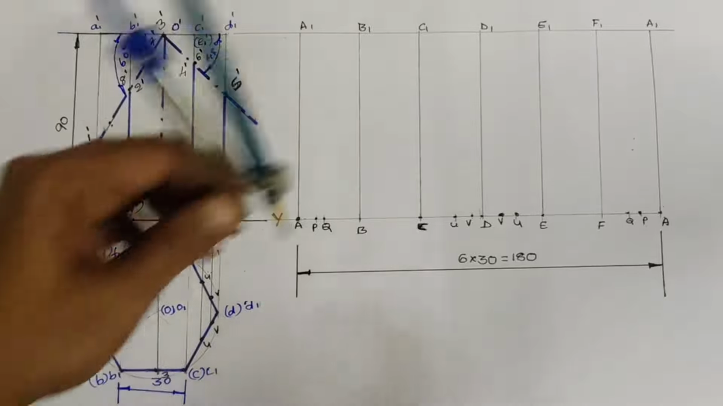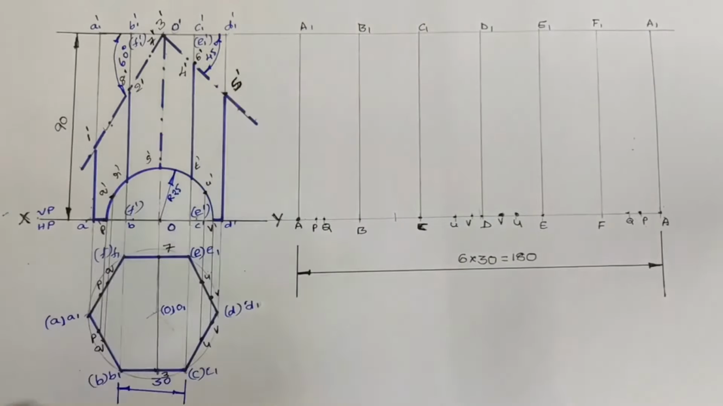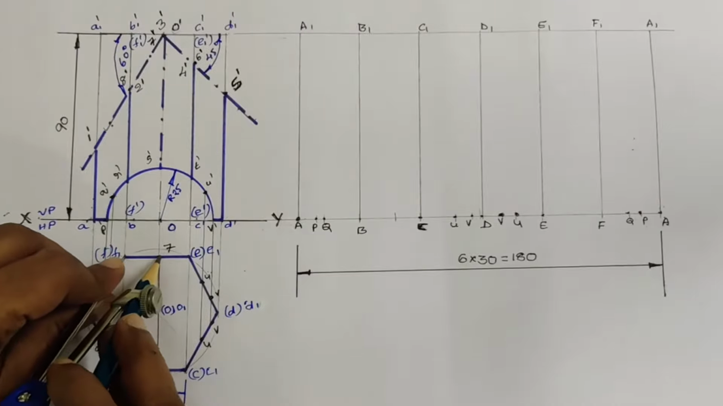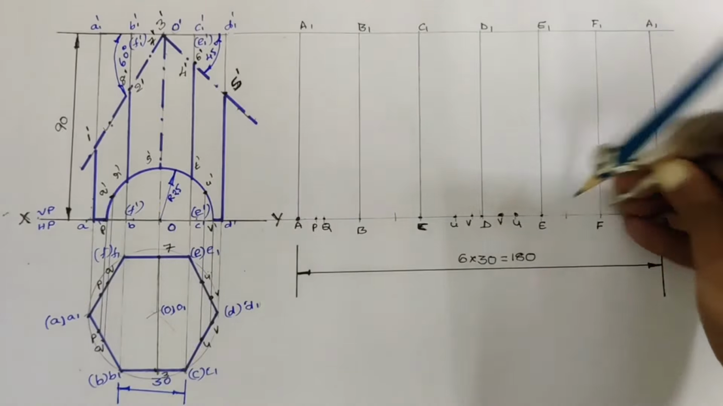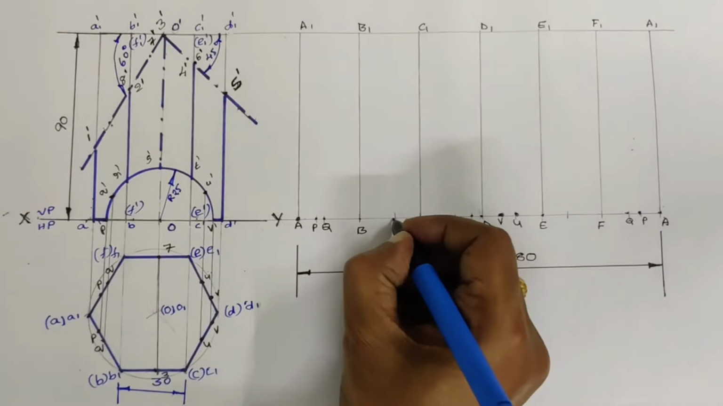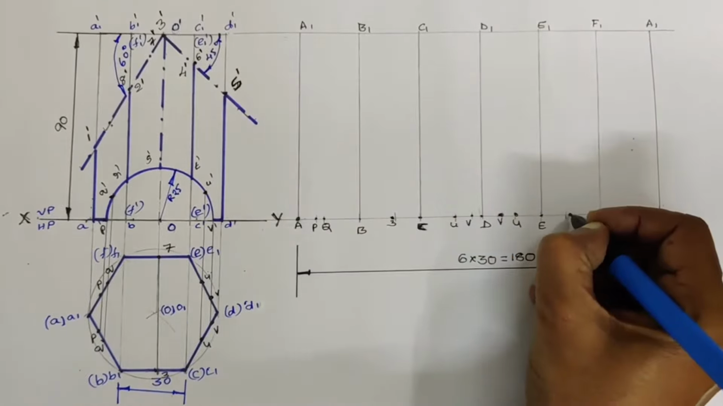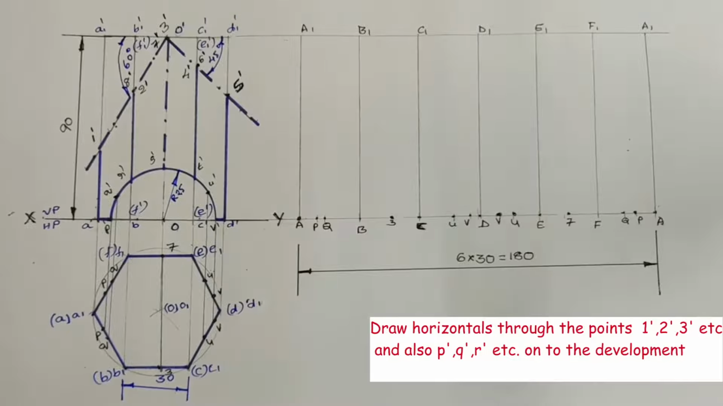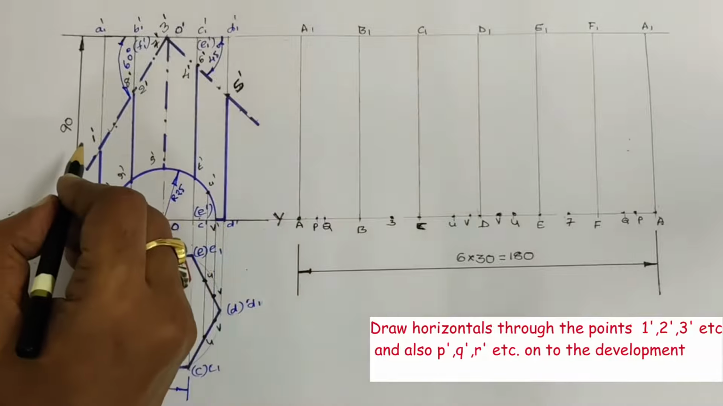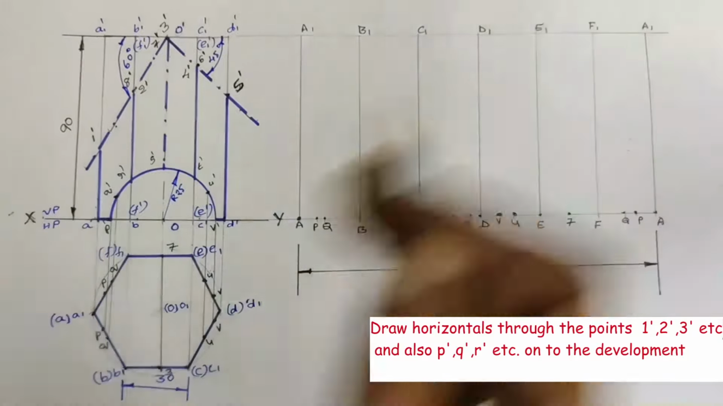B3 as radius, B as center, draw an arc. Then F7 as a radius, F as a center, draw an arc. Then name this point as 3 and this point as 7. After that, draw horizontals through the intersection points of the section planes as well as base and face edges of a hexagonal prism in front view towards the right hand side direction.